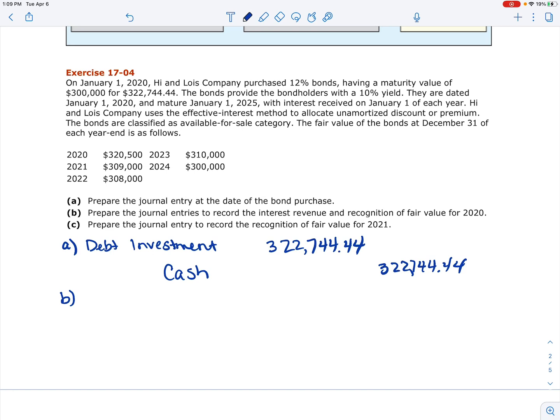So first let's talk about how to calculate interest revenue and interest receivable. The interest receivable is going to be based on the maturity value or the face value and the bond rate, which is $36,000. But that's the interest receivable. That's the amount of cash that they will be paying.